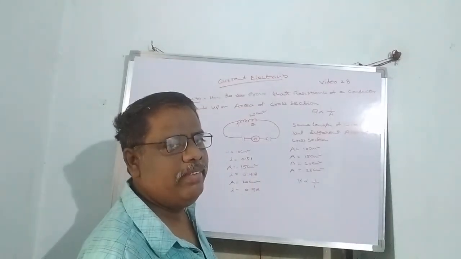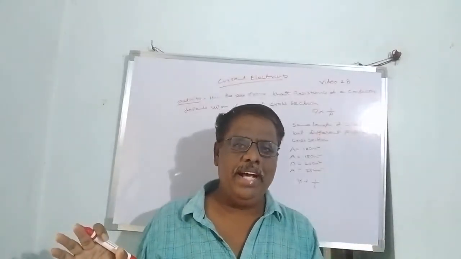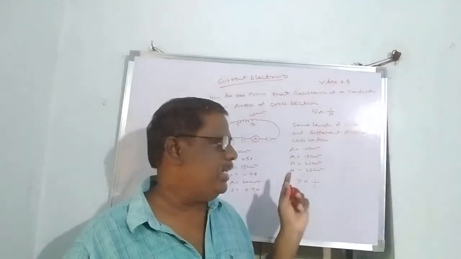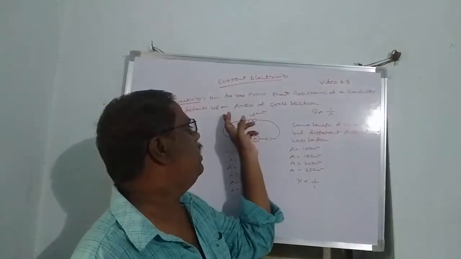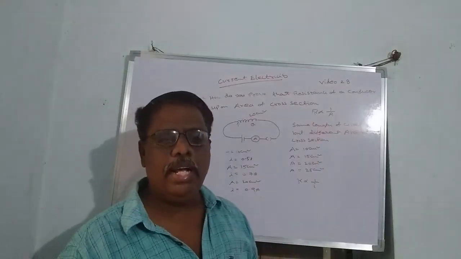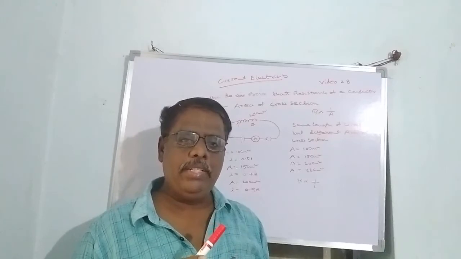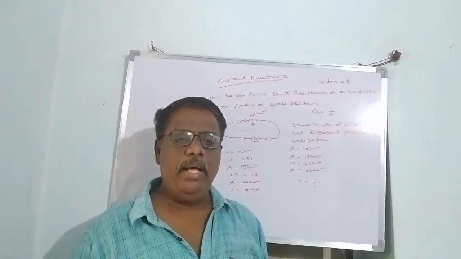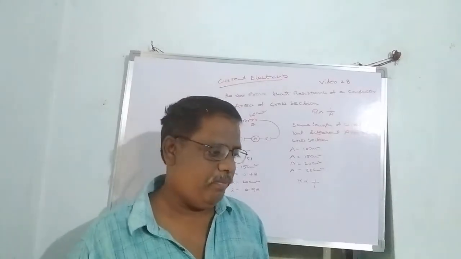If you replace with different cross section areas, that means increasing the cross section area, resistance will decrease, and flow of current will increase. From this activity we can prove that resistance of a conductor also depends upon area of cross section. Not only length and area of cross section, resistance also depends upon the temperature and also depends upon the nature of the substance. These are the laws of resistance.